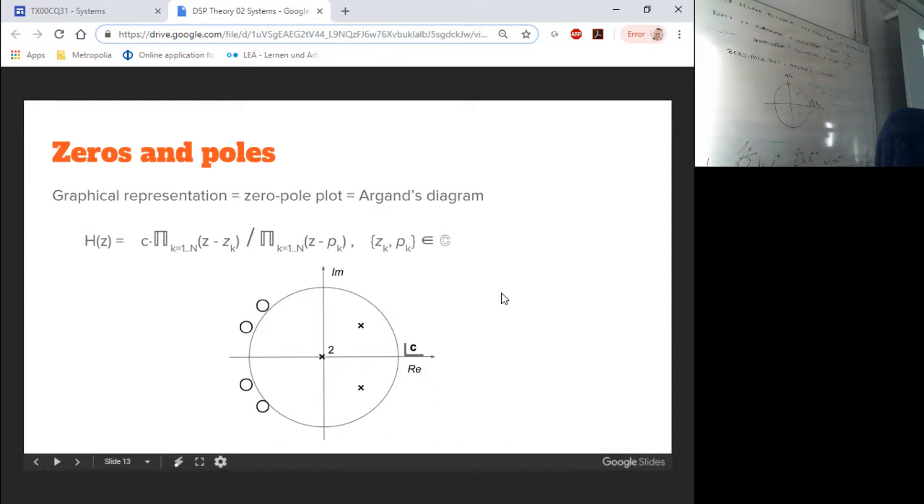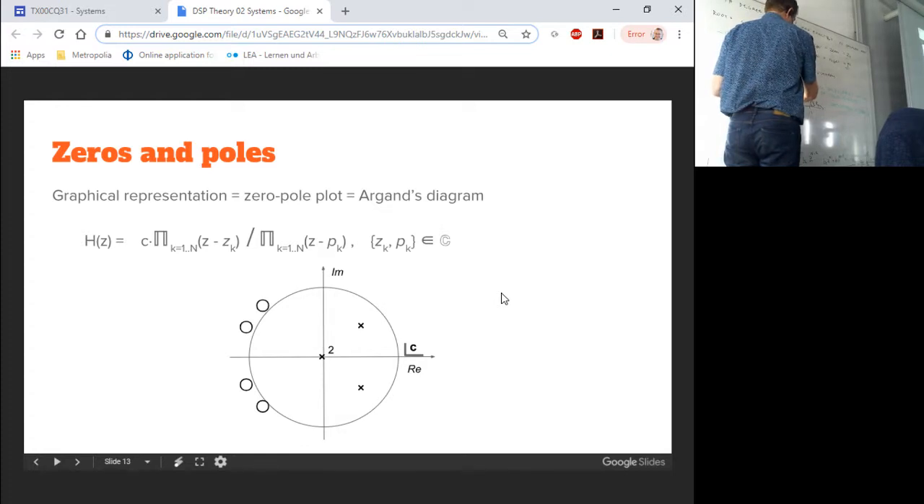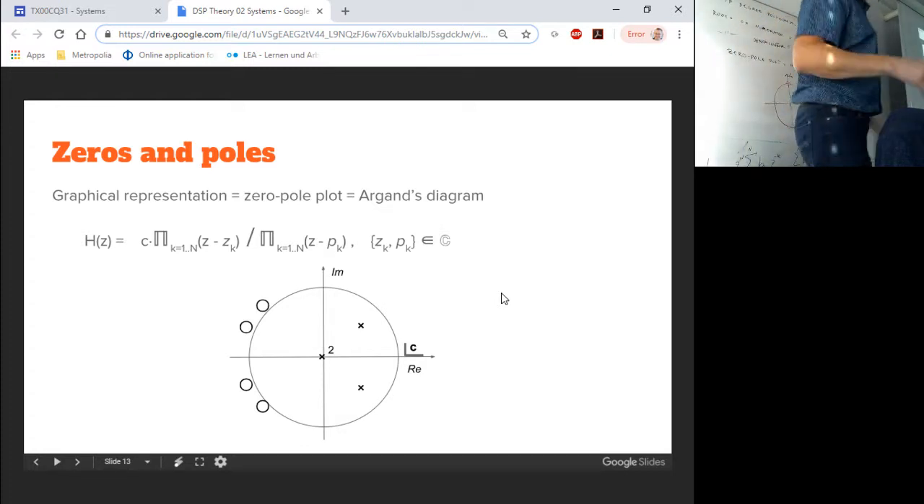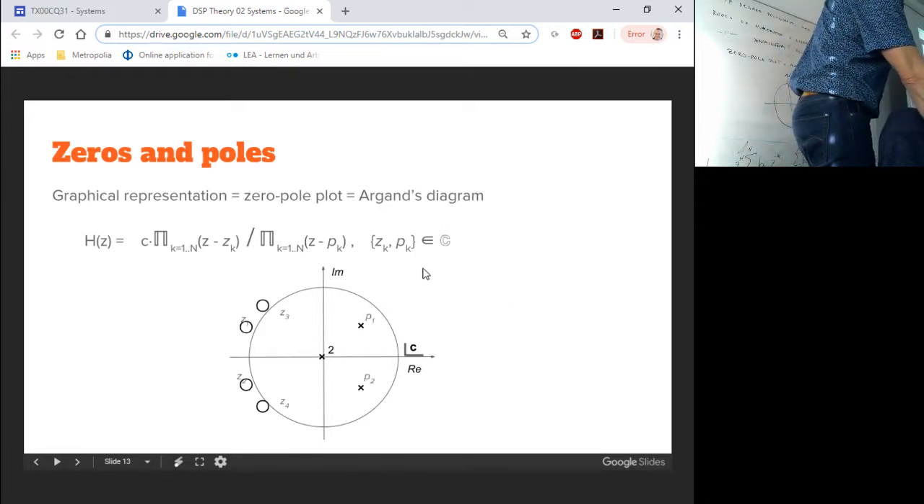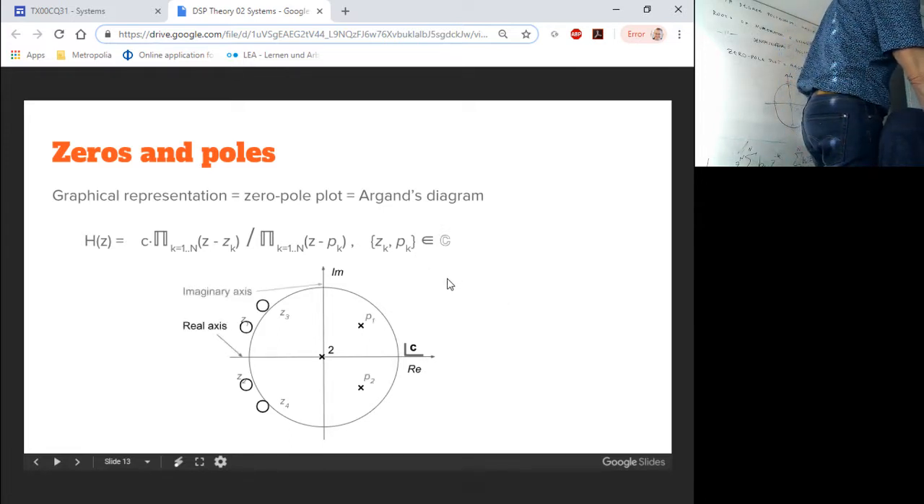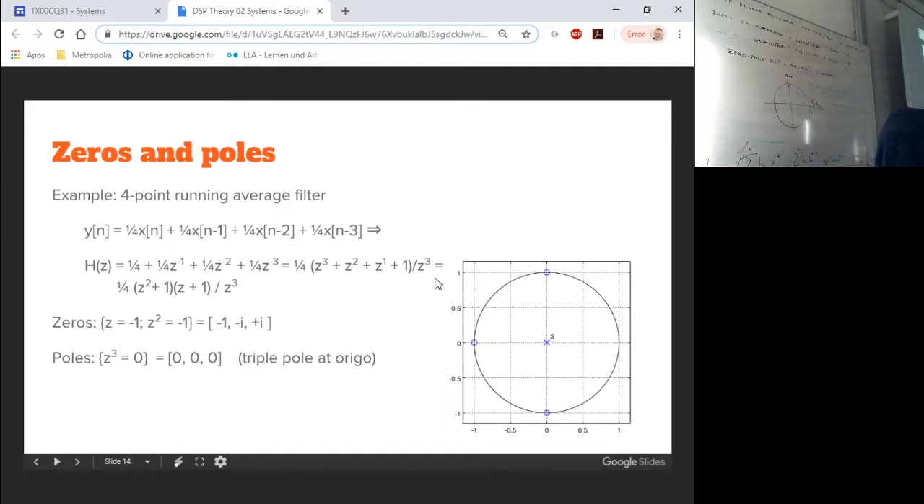Okay, graphical presentation. If you have multiple poles, then you would mark it with the number 2, or for multiple zeros, mark the number n there. Good. And there, okay, I have an example of the 4-point running average filter.